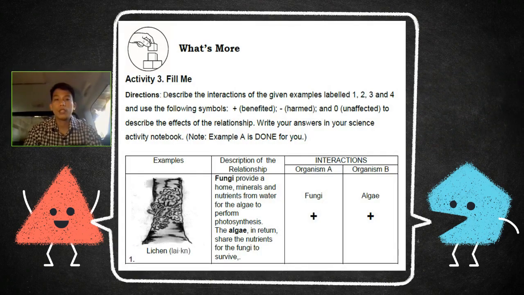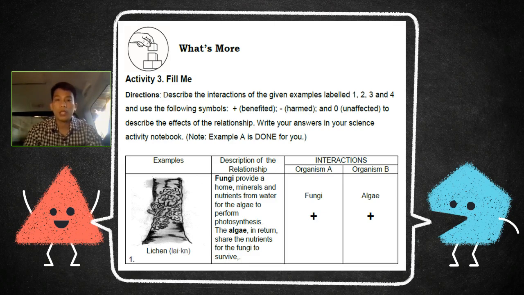The next activity, Activity 3, is Fill Me. For the direction, describe the interaction of the given examples labeled 1, 2, 3, and 4, and use the following symbols: plus for benefited, minus for harmed, and 0 for unaffected, to describe the effect of the relationship. Write your answers in your science activity notebook.